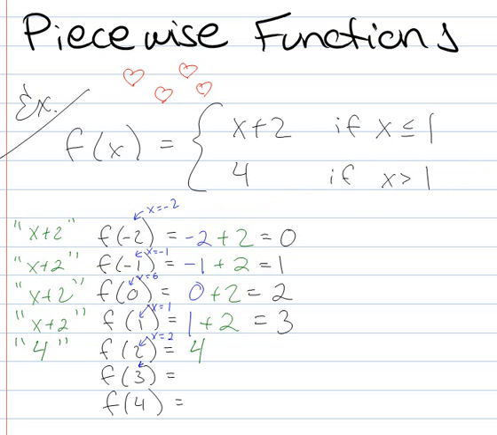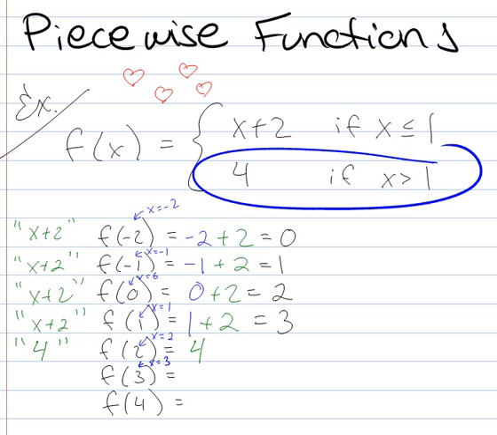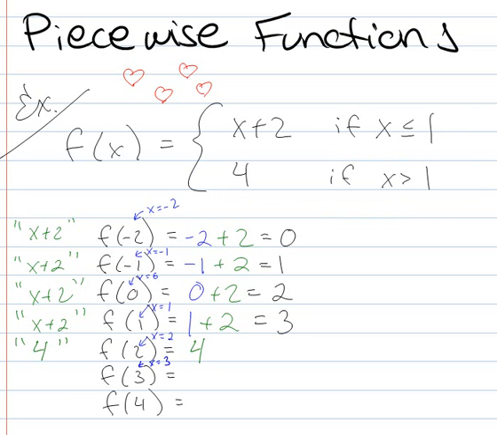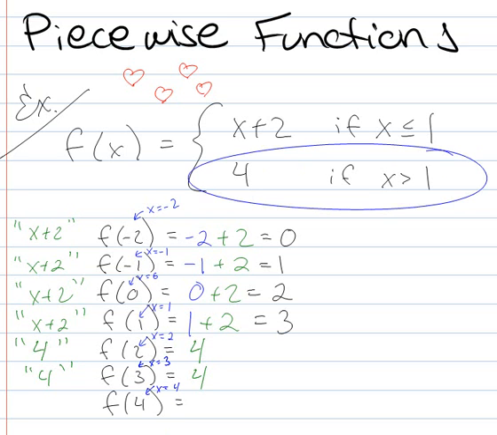Got it? So what happens when x is 3? Which section are we going to be in? Again, we're going to be in the second section because 3 is greater than 1. So we're still in the 4 section, which means f of 3 is 4. And just for completeness, what happens when x is 4? We're still in this one, so we're in the 4. That means 4.